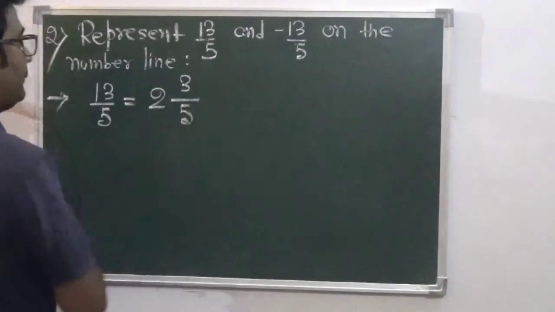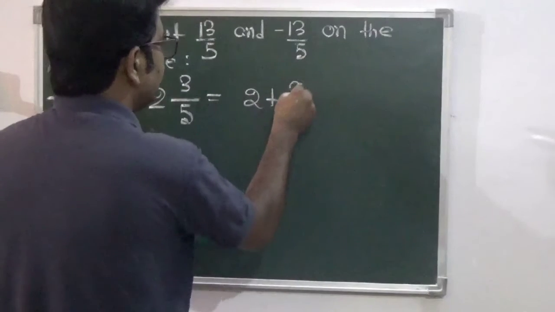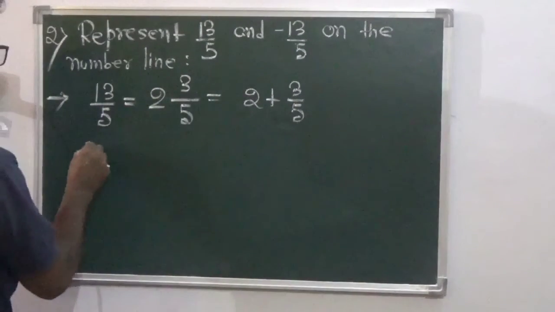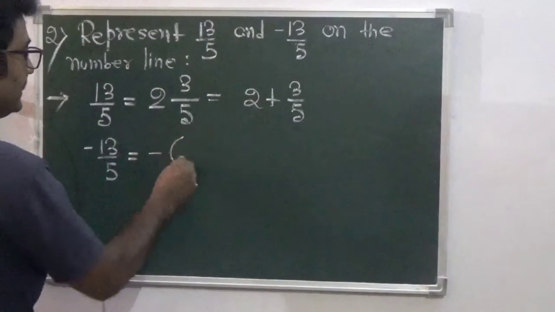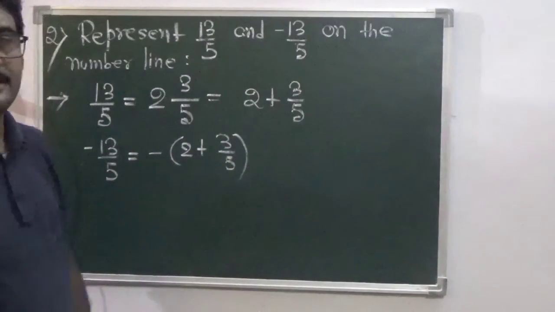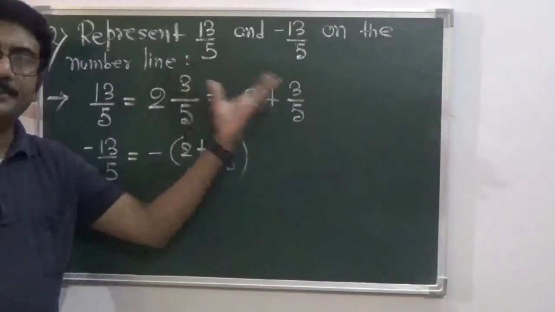13 by 5 is 2 and 3 by 5, and this can be written as 2 plus 3 by 5. Similarly, if we write minus 13 by 5, this can be written as minus 2 plus 3 by 5. That means what we have done here is we have converted the improper fraction into a mixed fraction.